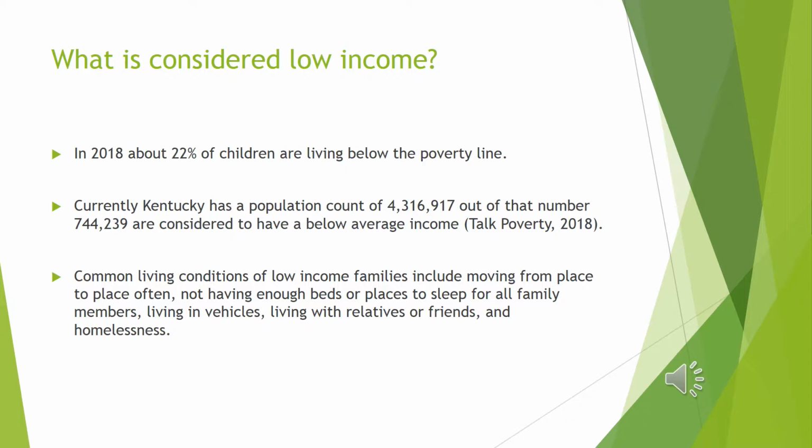Some common living conditions of low-income families often include moving from place to place a lot, staying with relatives, staying with friends, not having enough beds or rooms for everyone in the family to sleep in, living in vehicles or sometimes motorhomes, and then the most extreme type of low income would be homelessness.